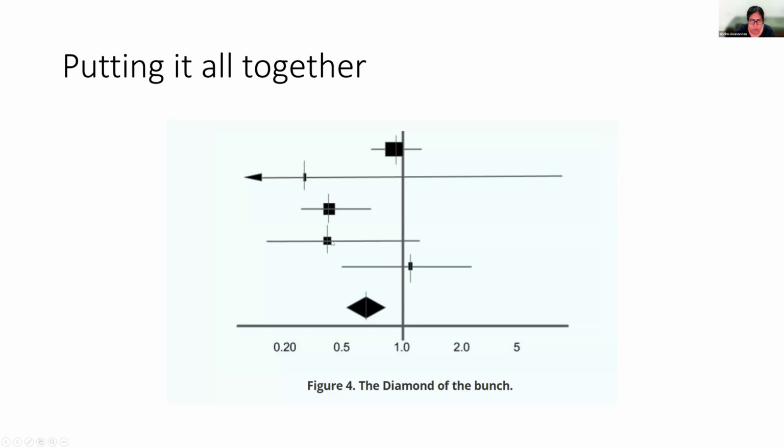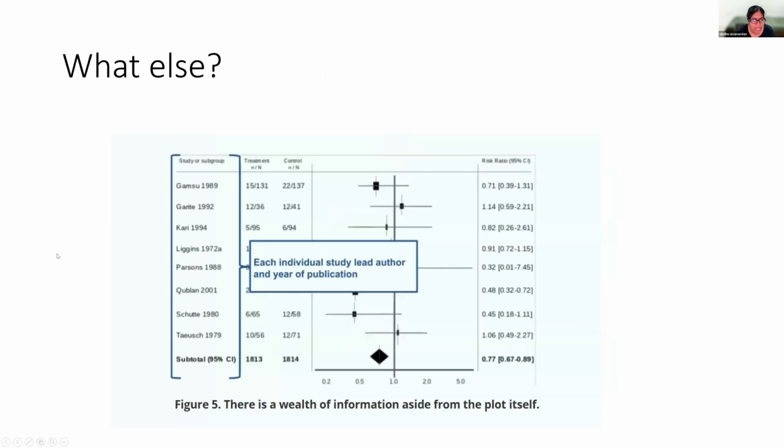So that is why the box size varies, because of the sample size and the event rate. So look at this large confidence interval, and so the study is given less weightage. So finally, we have the diamond. So looking at the forest plot in detail, here we have the number of studies.